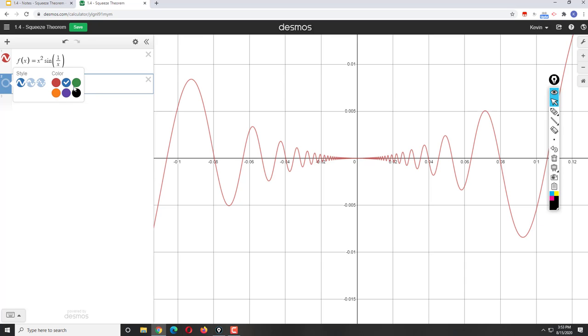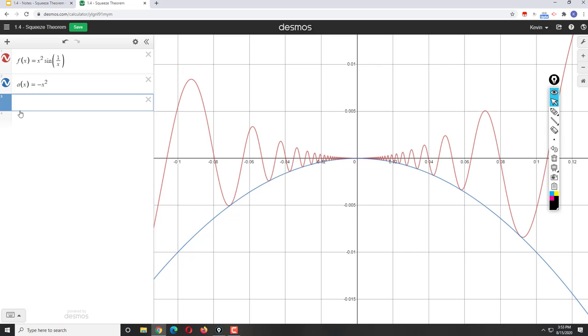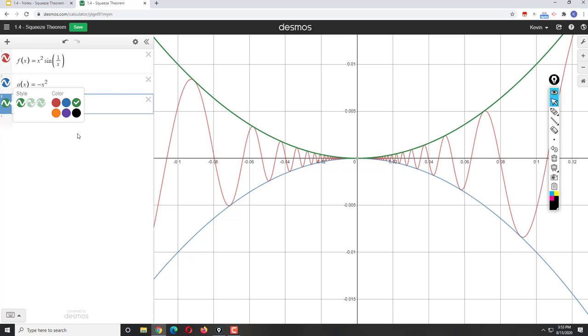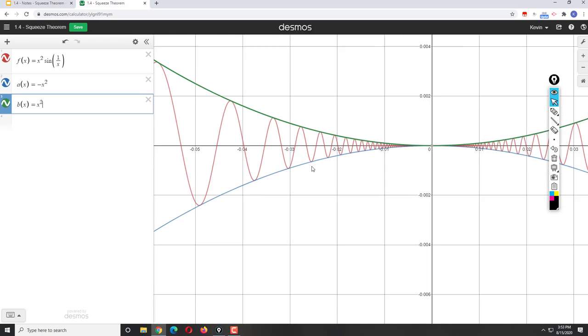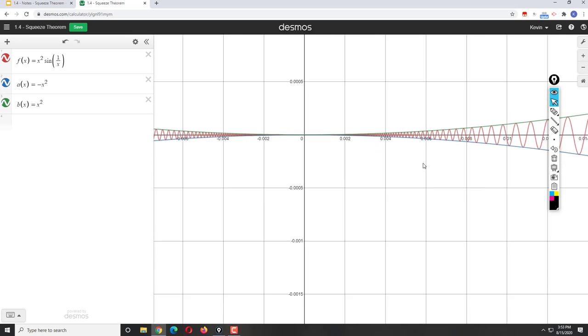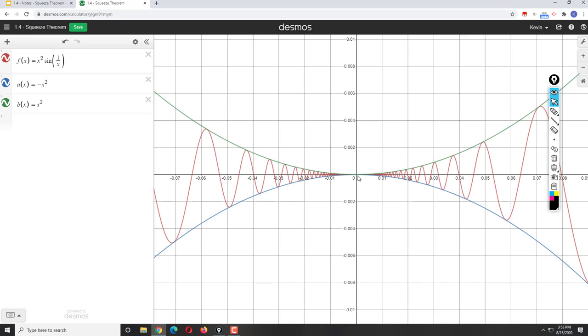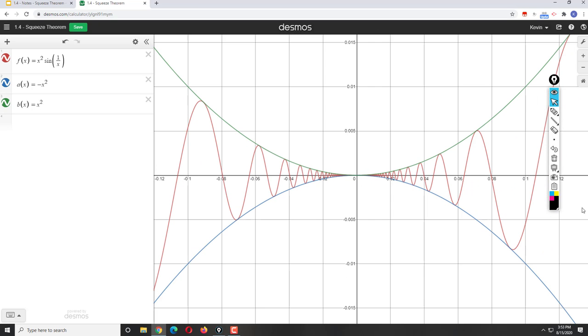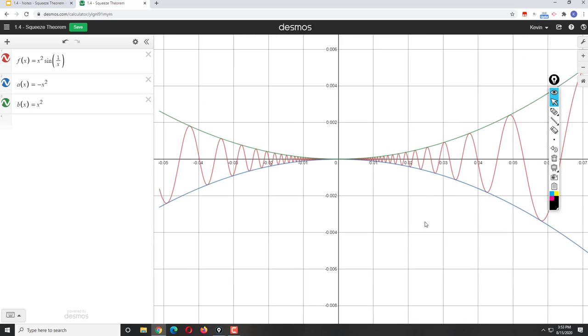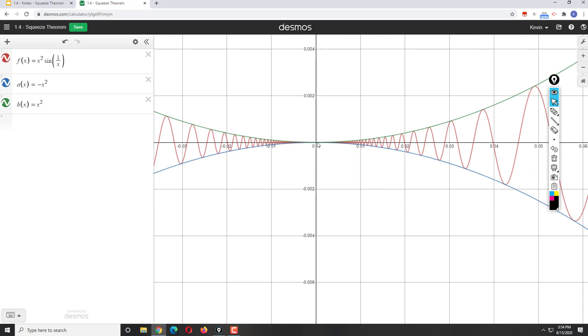See, a of x is always less than or equal to f of x, and b of x is always greater than or equal to f of x. So no matter what we do, red is always stuck between blue and green. F is always stuck between a and b. So if both a and b approach 0 as x approaches 0, f must approach 0 as well. And that's the squeeze theorem.